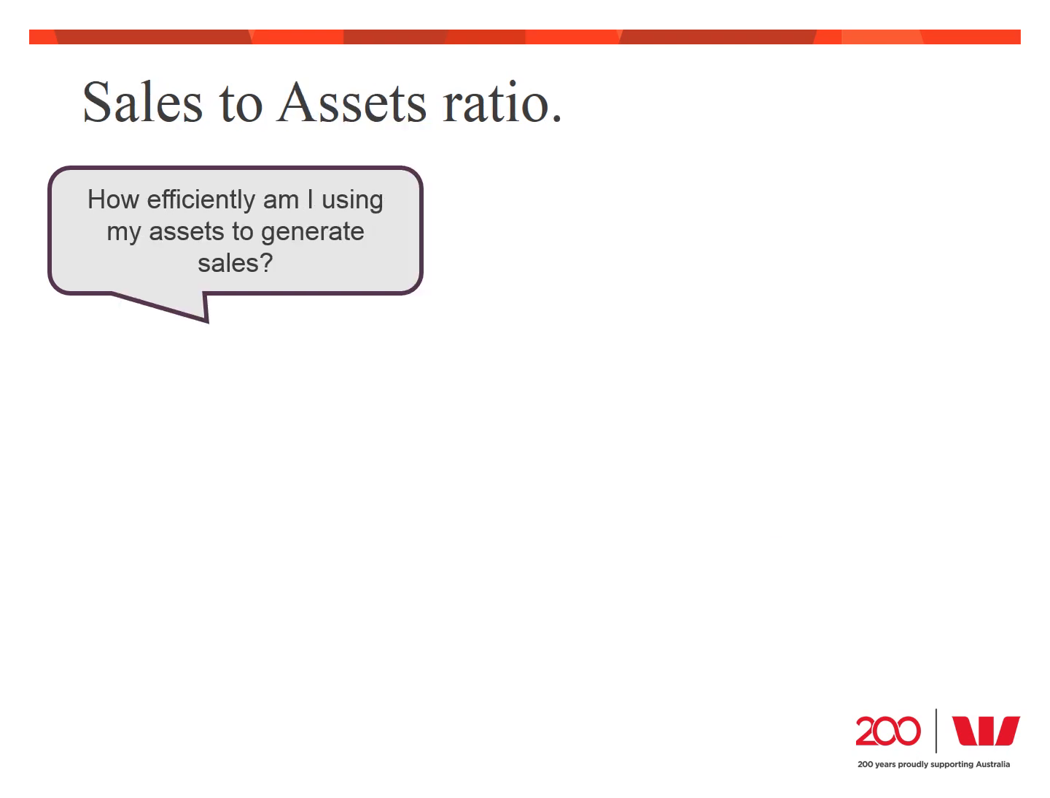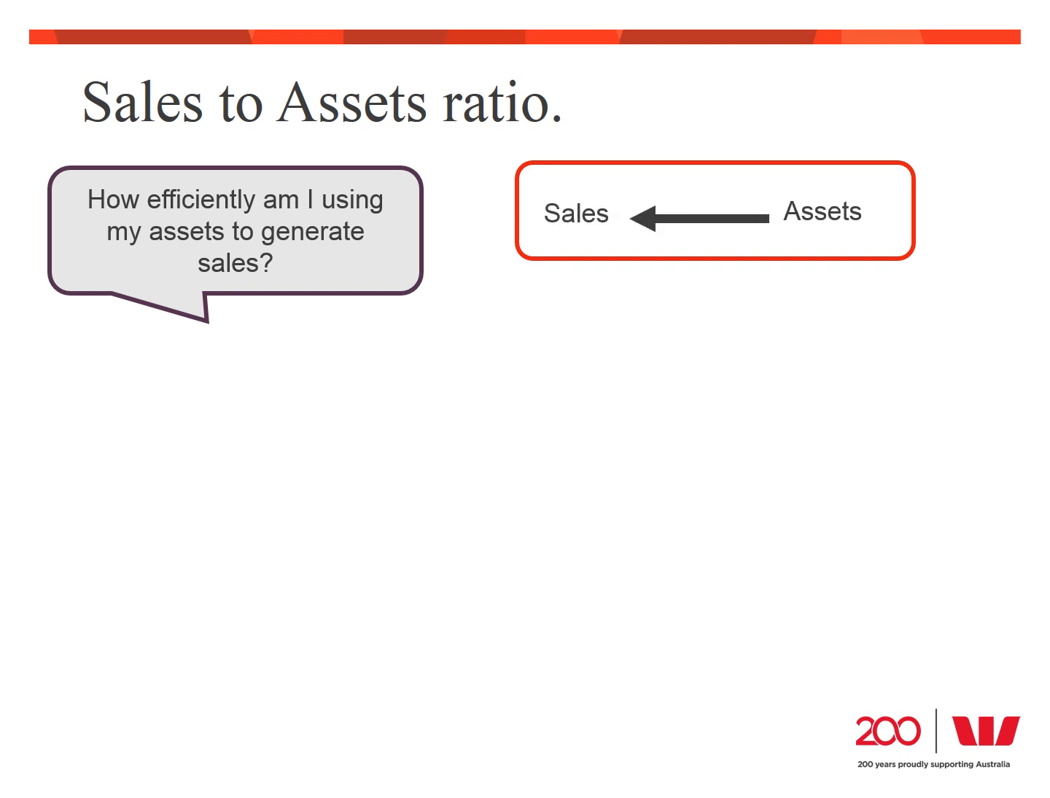The next ratio we'll look at is sales to assets ratio, which looks at how efficiently assets are being used to generate sales or income. Now, many businesses have significant dollars tied up in assets, and given these funds could be used perhaps for other purposes, it's important to ensure that they're being used as efficiently as possible. So to calculate the sales to assets ratio, you simply divide sales or income by your total assets.